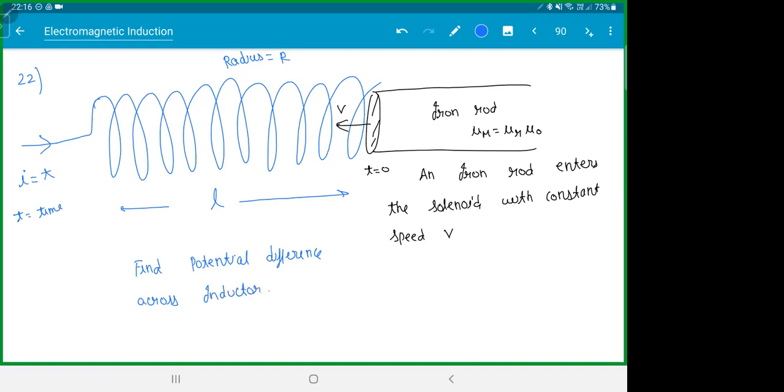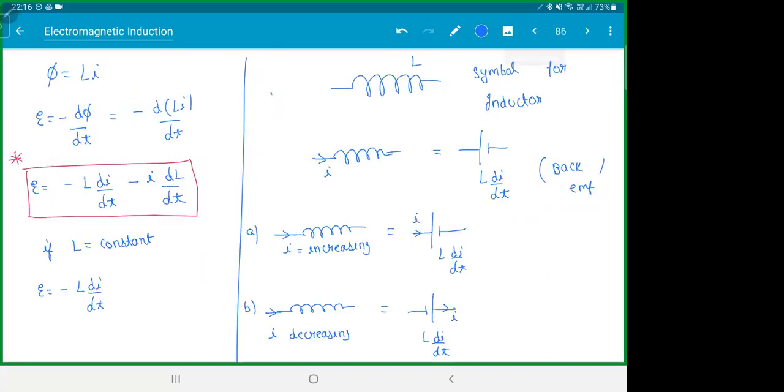So we have a solenoid of length L, radius R. Current is changing with time. At the same time, the rod is also entering the solenoid from the other end. You have to use this formula, the one in the red box. When the rod enters, what happens? Isn't L also changing? L is also changing. So you can't use this formula here. This formula is valid only when L is constant. Most people will use this formula and they mess up the answer.